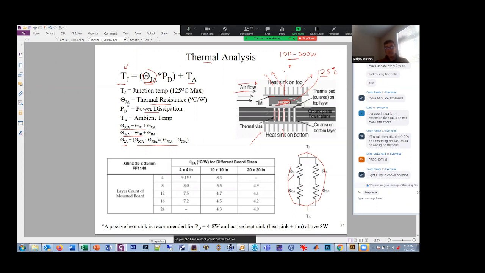For ASICs or for FPGAs, if you go above about 4 to 8 watts, then you start needing a heatsink plus fan. Even above 8 watts. So to get to 100 and 200 watts, you need really good fans, you need liquid cooling, and all kinds of stuff.